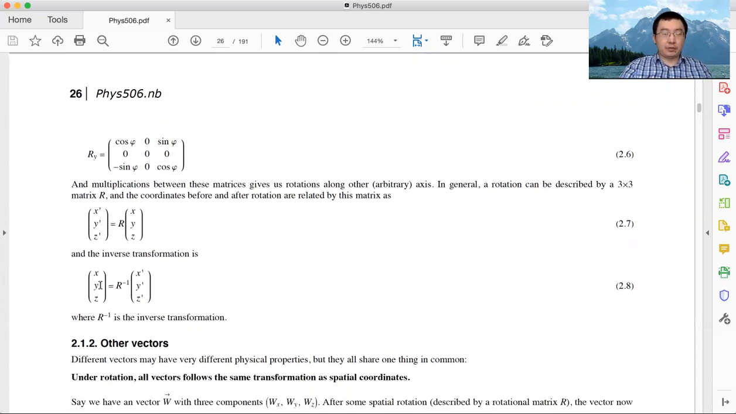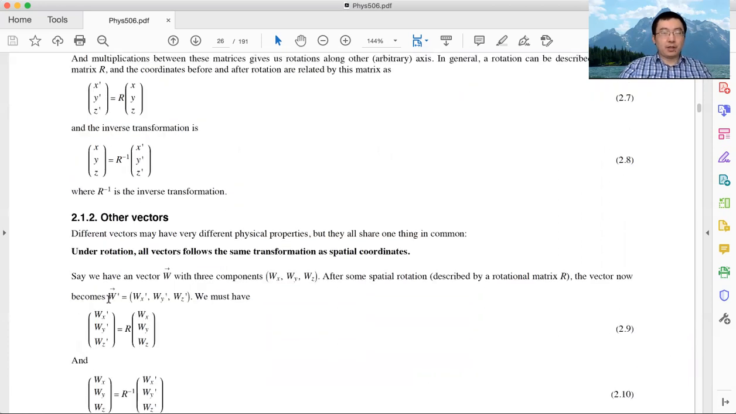Of course, we can also define the inverse transformation, for which we just utilize the matrix inverse. The inverse matrix takes us back from the x prime, y prime, z prime coordinates to x, y, z. So R goes from x to x prime, and R inverse goes from the primed back to the original. This rotational matrix turns out to be the key in the definition of vectors.